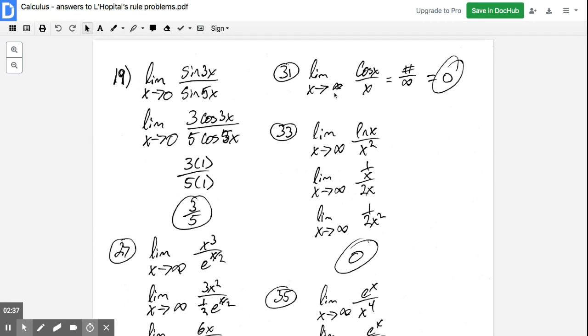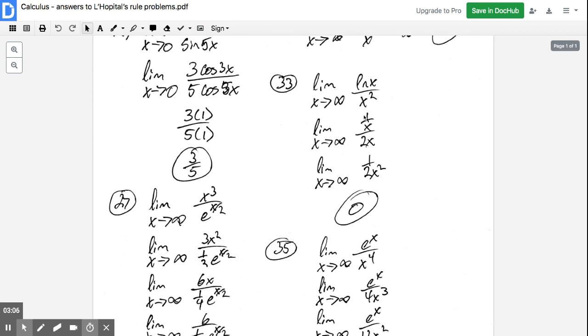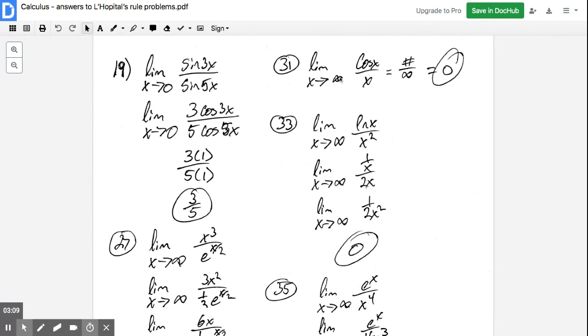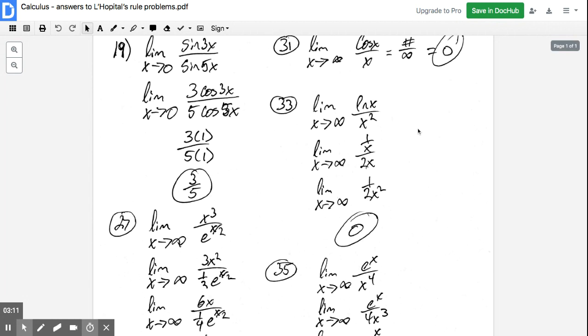31. Limit as x approaches infinity of cosine x over x. In this case, I can plug in infinity. Remember, we said cosine and sine, anytime I'm doing infinity, gives me some number that's between 1 and -1. So I know the top is just some number that's between 1 and -1. I plug in infinity on the bottom, which gives me infinity. And we know that a number over infinity is equal to 0. So that's how I get 0 there. You can also do L'Hopital's rule as well. Well, nope, I guess you can't.